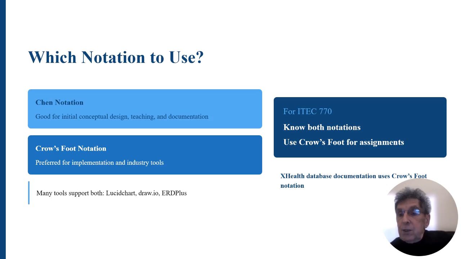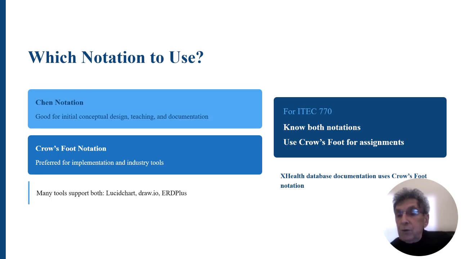You use the Chen notation when you're learning ER modeling for the very first time. It's more formal. If you're creating high-level conceptual diagrams for non-technical stakeholders, or if you need to show every detail explicitly for documentation. If you're in an academic setting where Chen is expected.